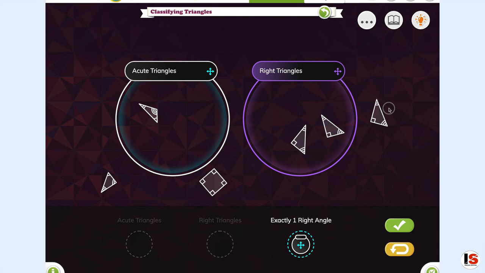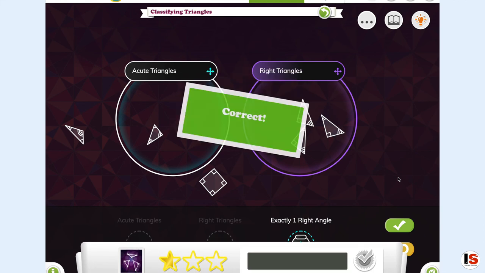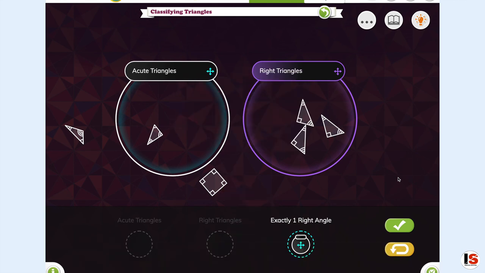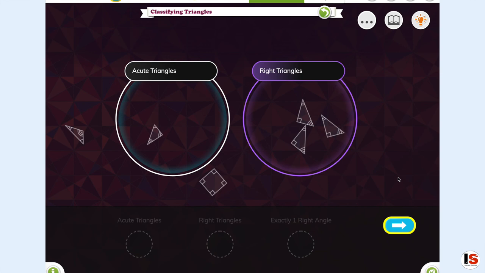I'll give you one example. An obtuse triangle does not belong in the acute triangles category. That's obtuse. That doesn't go there. This goes in here. At least one other object belongs in this region. I'm about to move this in. Press next when you're ready to move on.